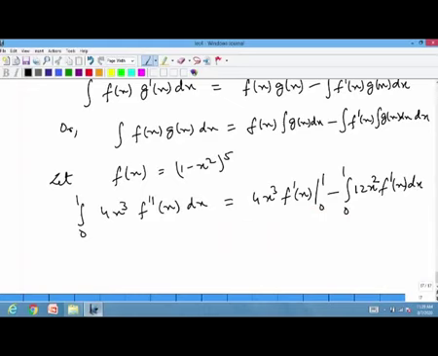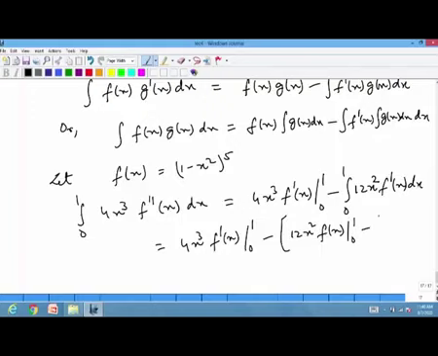Now, this we can again use integration by parts. So, this is 4x cubed f prime x from 0 to 1, minus 12x squared times f(x) from 0 to 1, minus the integral from 0 to 1 of 12x squared, which when we differentiate we get 24x, times f(x) dx.